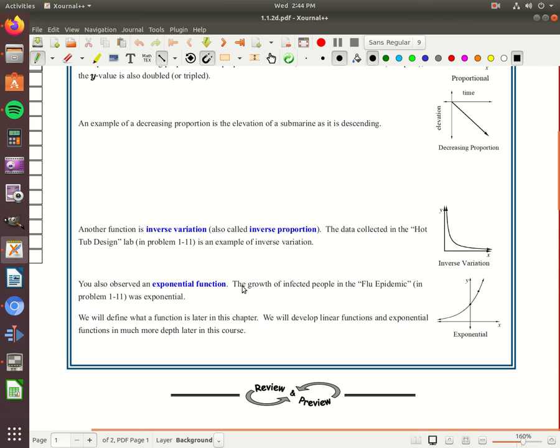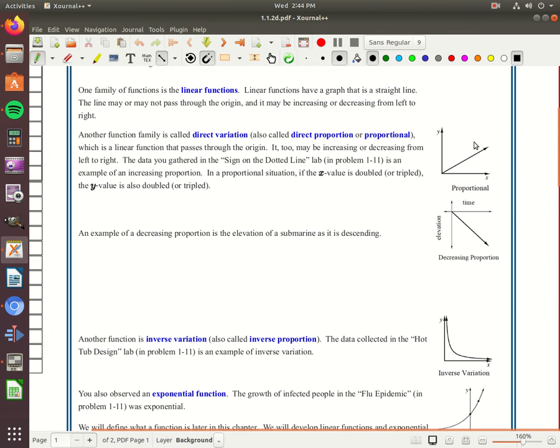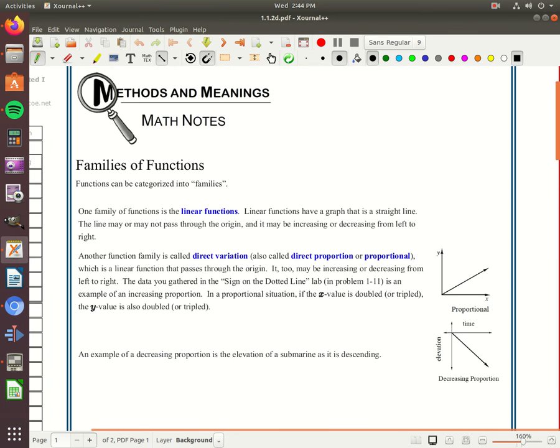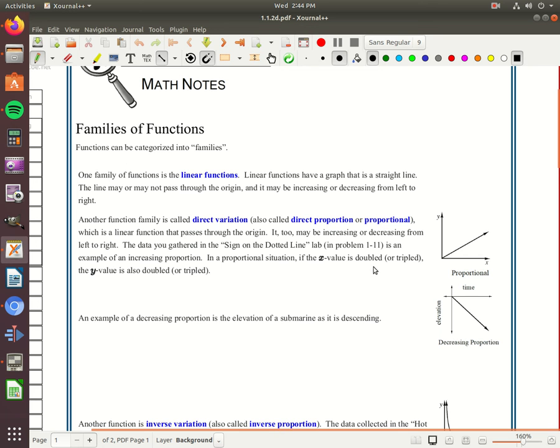And then exponential functions, and that's the curve that we had for the flu epidemic. You can see it's an exponential growth. So again, we're going to talk about this in class this year. We're really not going to spend a lot of time on this one, quite frankly. We will definitely discuss these two in class this year. So that's just a little idea of families of functions and some of the things that we'll be discussing in class this year.